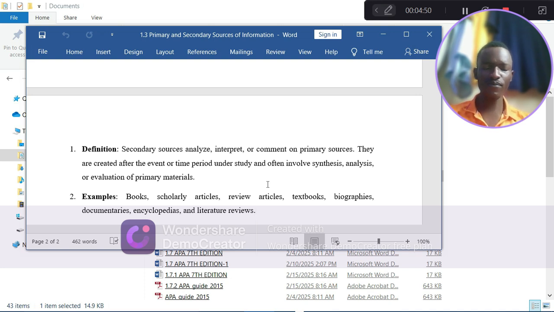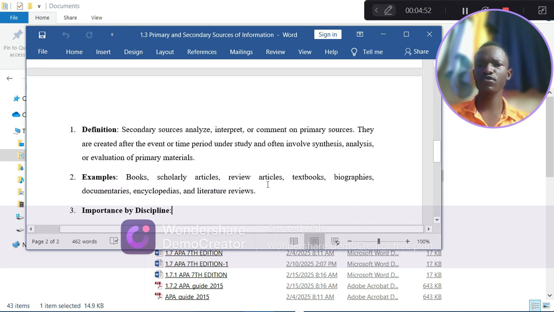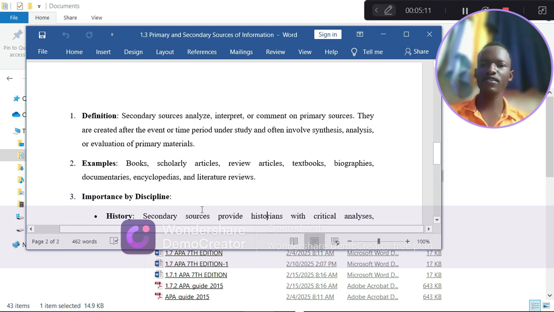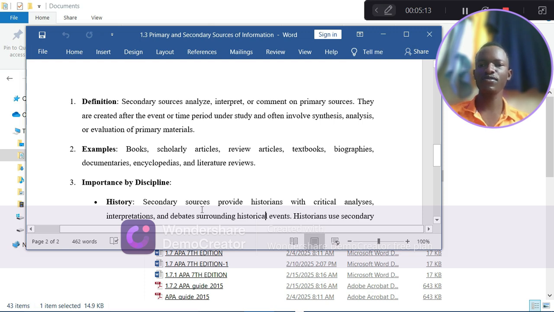And the examples are books, scholarly articles, review articles, textbooks, biographies, documentaries, encyclopedias, and literature reviews. So this is where you can get secondary sources of information from.